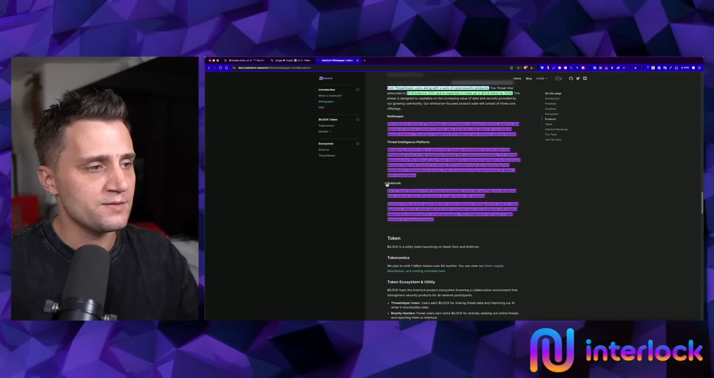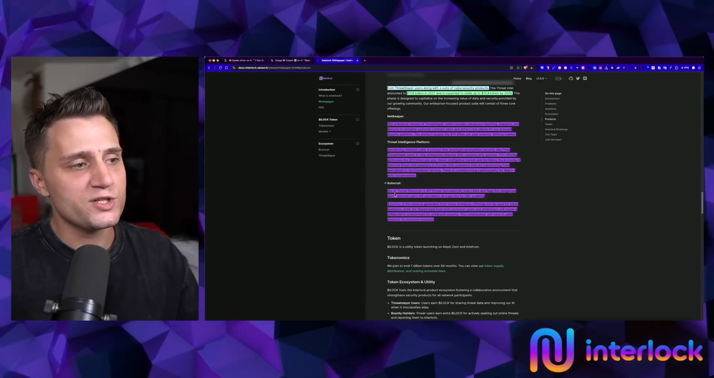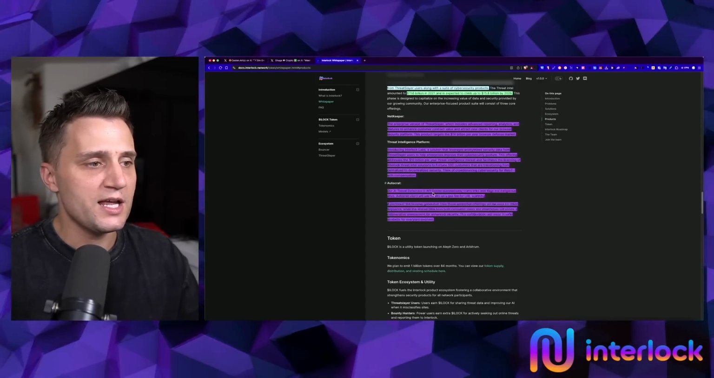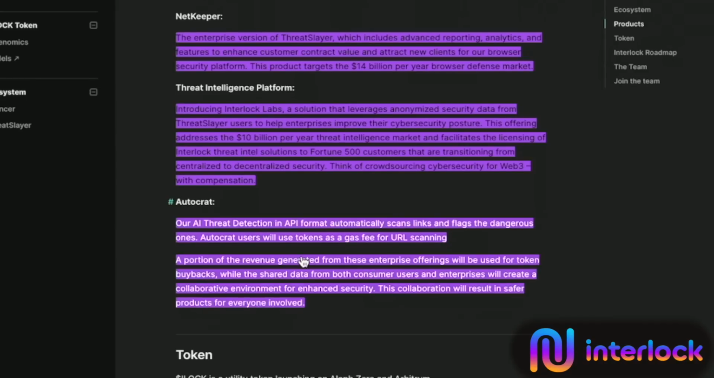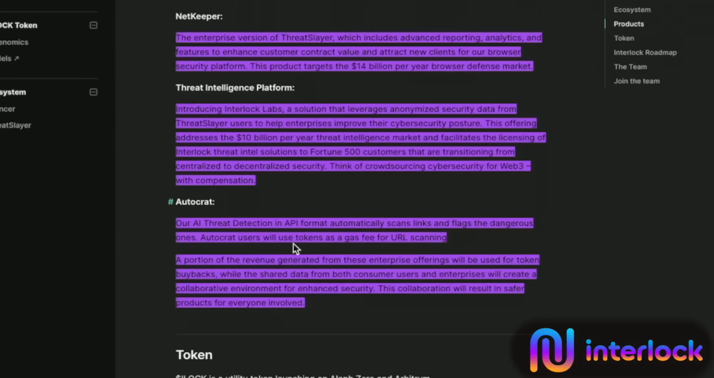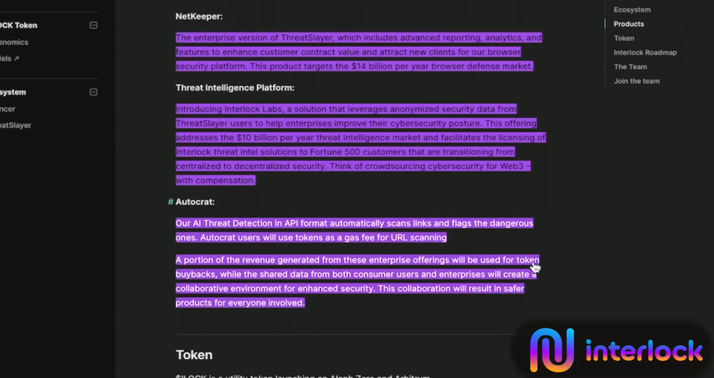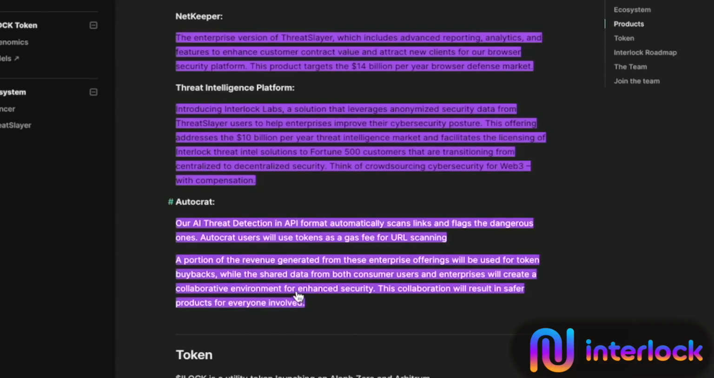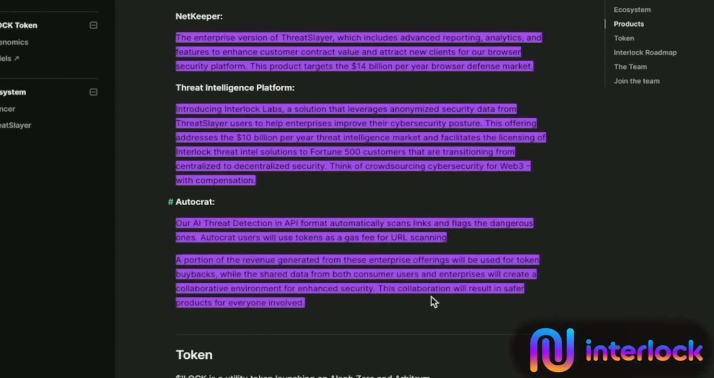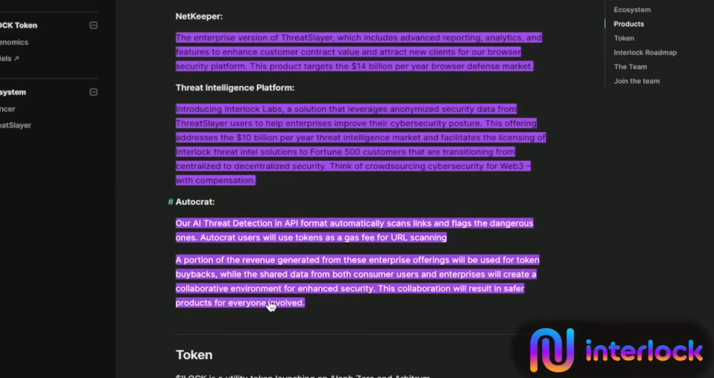Now, the next platform is Autocrat, which is the AI detection in API format, which automatically scans links and flags dangerous ones. Autocrat users will use tokens as a gas fee for URL scanning. A portion of the revenue generated from the enterprise offerings will be used for token buybacks, while the shared data from both consumer users and enterprises will create a collaborative environment for enhanced security. This collaboration will result in safer products for everyone involved.